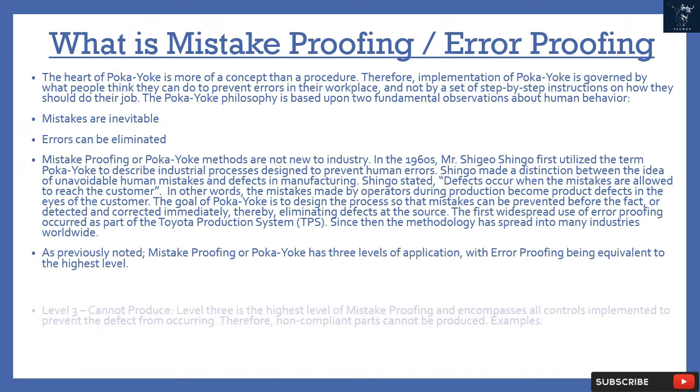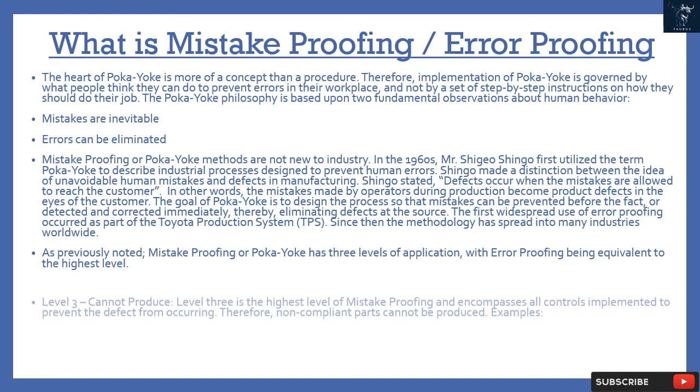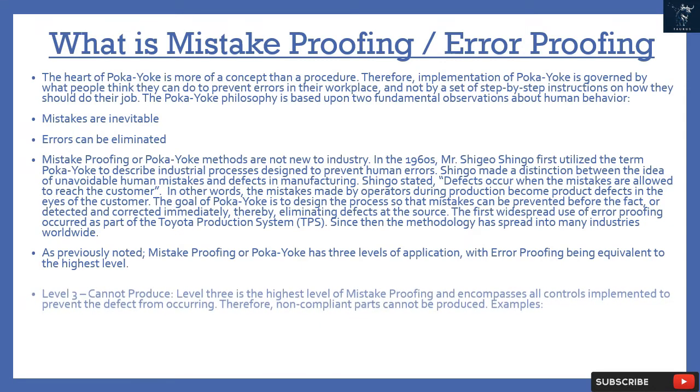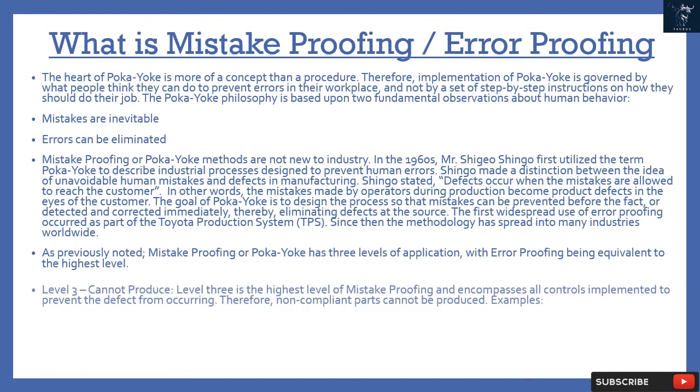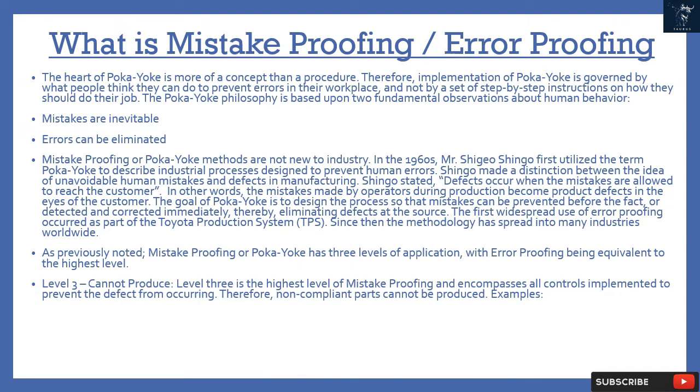Mistake proofing or Poka Yoke methods are not new to industry. In the 1960s, Mr. Shigeo Shingo first utilized the term Poka Yoke to describe industrial processes designed to prevent human errors. Shingo made a distinction between the idea of unavoidable human mistakes and defects in manufacturing. Shingo stated, defects occur when the mistakes are allowed to reach the customer.